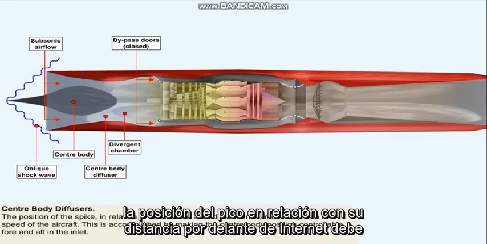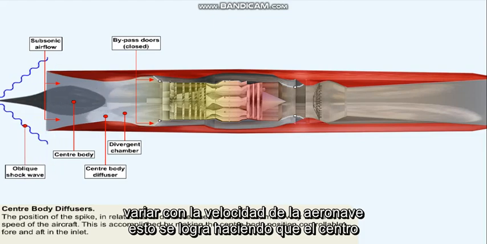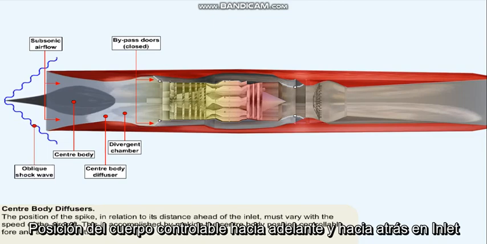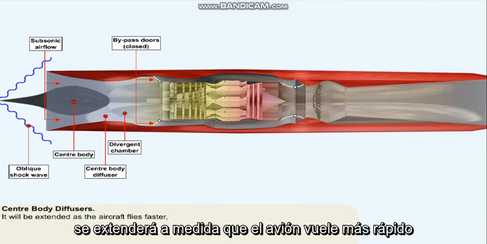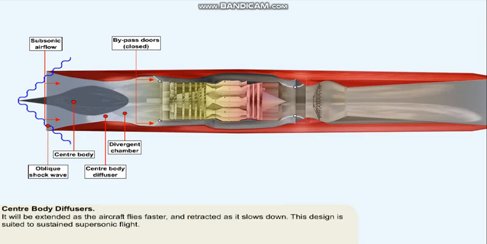The position of the spike in relation to its distance ahead of the inlet must vary with the speed of the aircraft. This is accomplished by making the centre body position controllable fore and aft in the inlet. It will be extended as the aircraft flies faster and retracted as it slows down. This design is suited to sustained supersonic flight and was used on the SR-71 Blackbird.